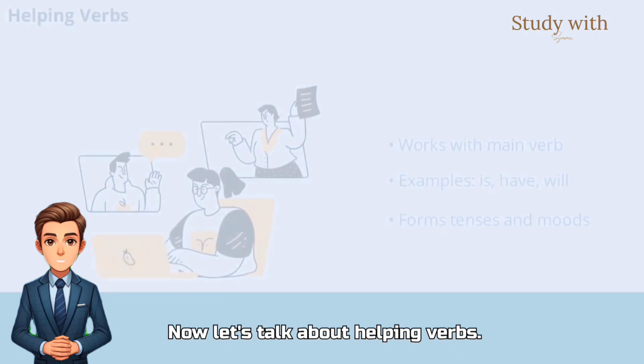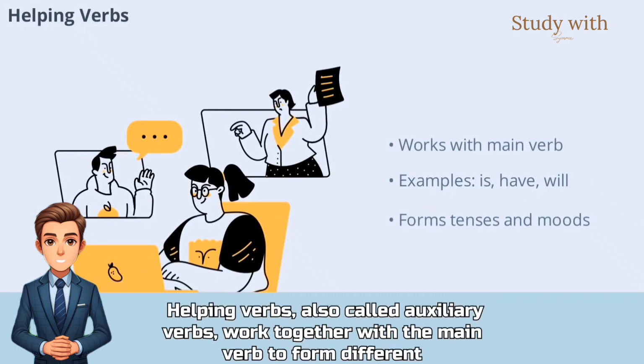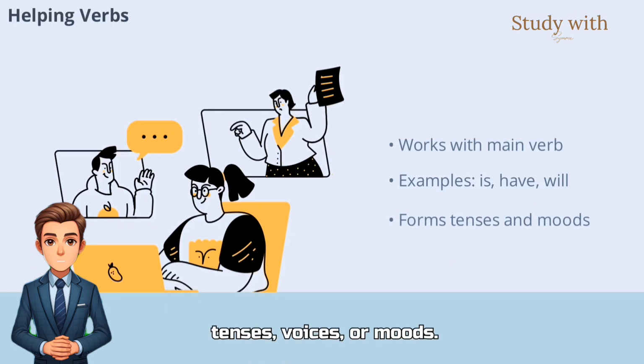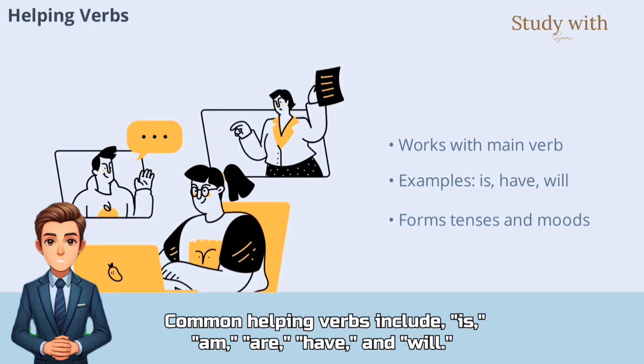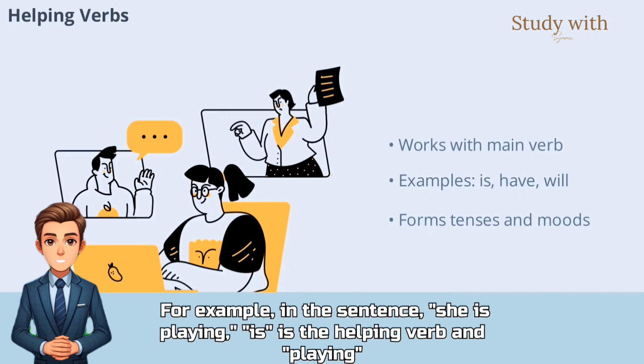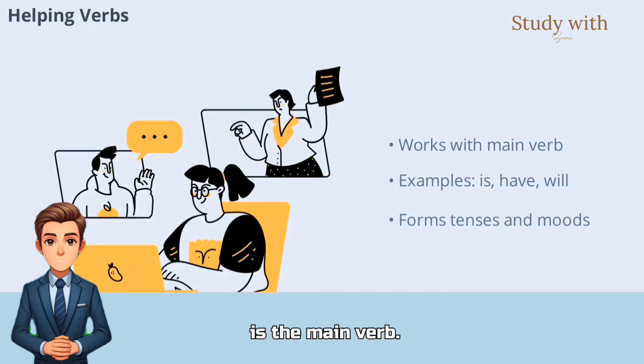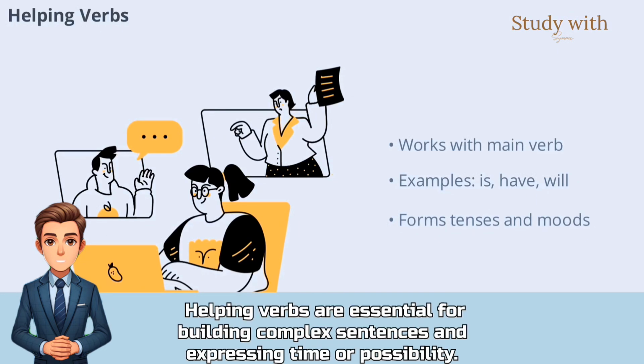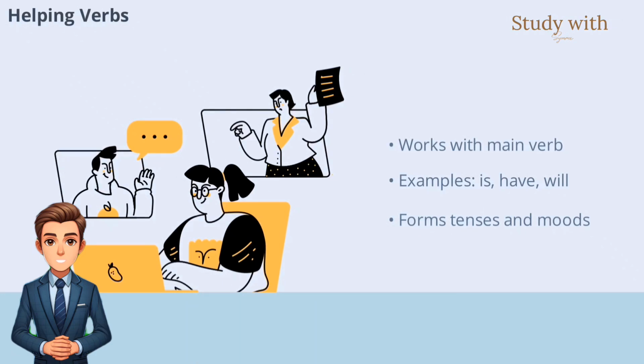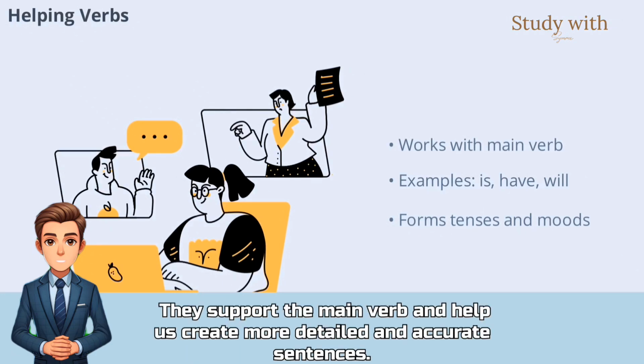Now let's talk about helping verbs. Helping verbs, also called auxiliary verbs, work together with the main verb to form different tenses, voices, or moods. Common helping verbs include is, am, are, have, and will. For example, in the sentence, she is playing, is is the helping verb and playing is the main verb. Helping verbs are essential for building complex sentences and expressing time or possibility. They support the main verb and help us create more detailed and accurate sentences.